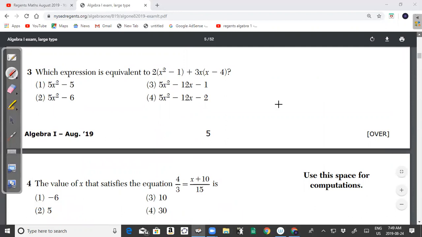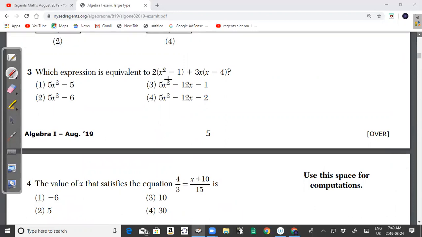Which expression is equivalent to 2 open bracket x squared minus 1 close bracket plus 3x multiplied by x minus 4 close bracket?